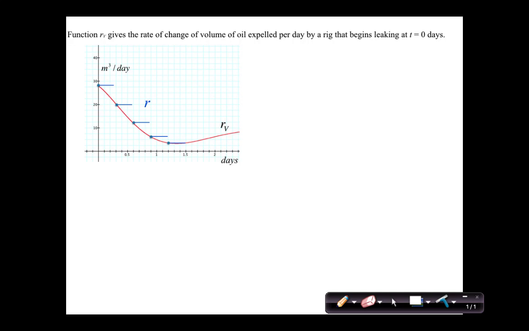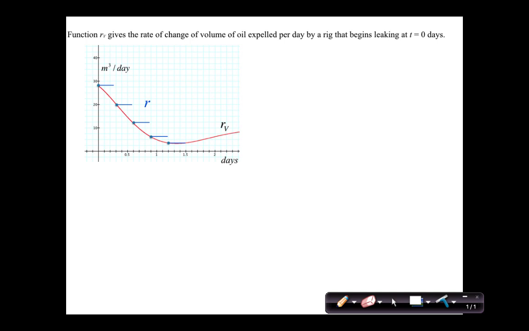I'm going to call this R without a subscript. So R sub V is that red curve, that's the exact rate of change function. I'm just going to call it in general R for a not fake rate of change function, but this is a piecewise constant graph. I've got 5 segments, each of which has a domain of 0.3 days. They're consecutive to one another, so with the 5 of them put together, what I've got is estimates for the rate that I can use to measure how much oil is spilled.